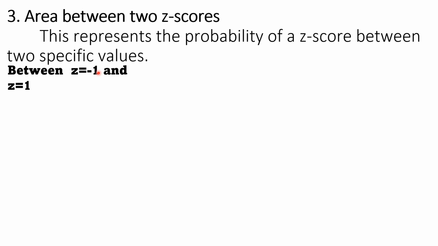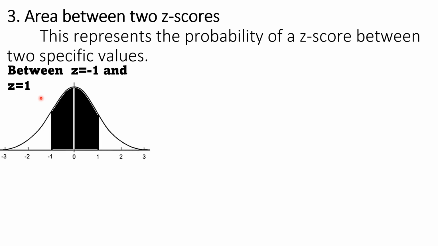So if it is under case 3, you see the word between or middle, you will shade between, of course. And the probability notation will be Z is greater than A but less than B, where A and B are values of Z. So let's have an example. First one is between Z equals -1 and Z equals 1.